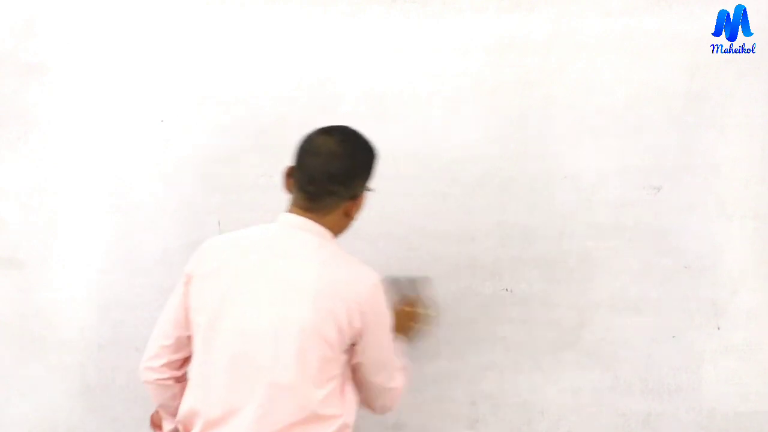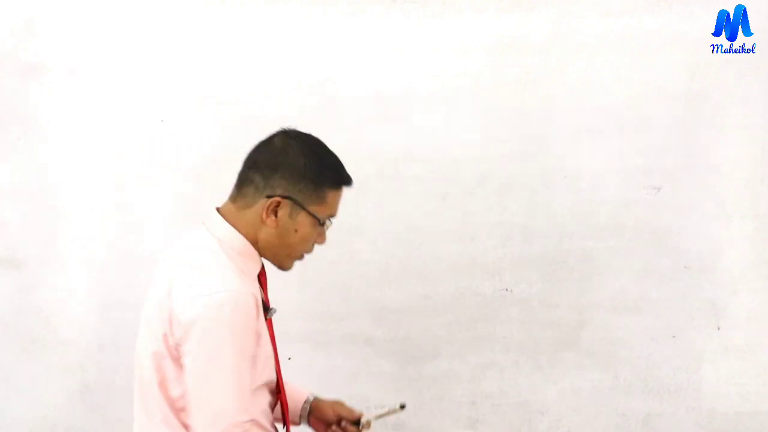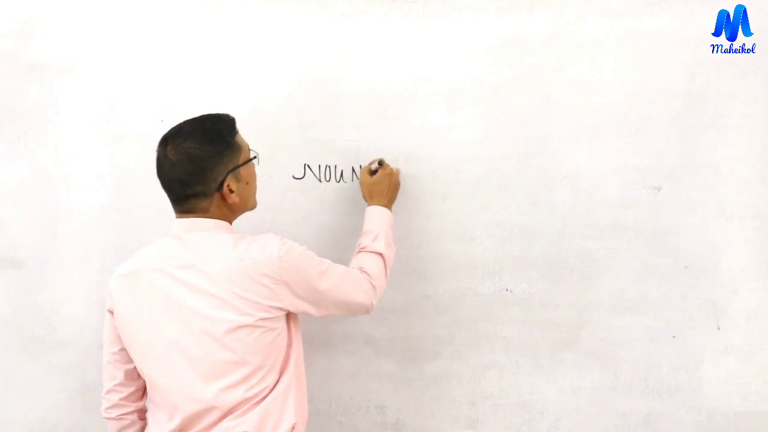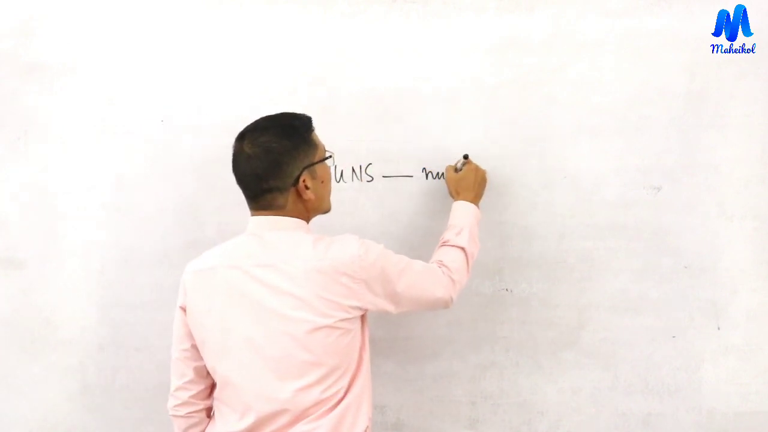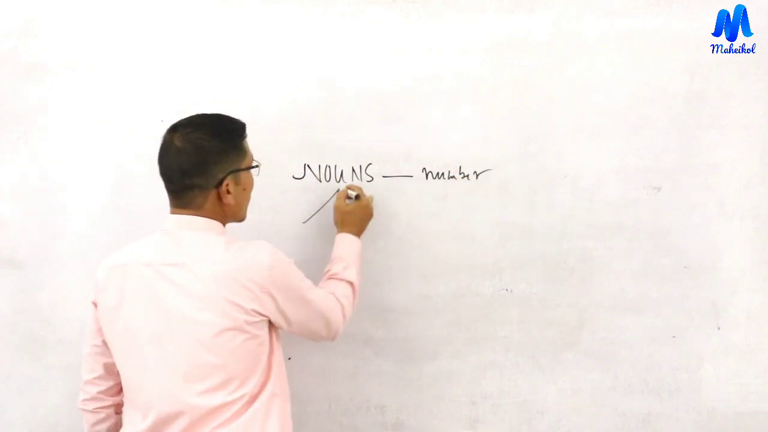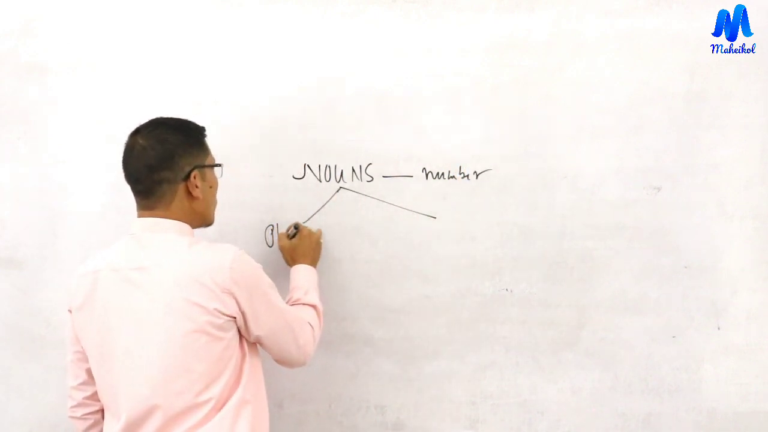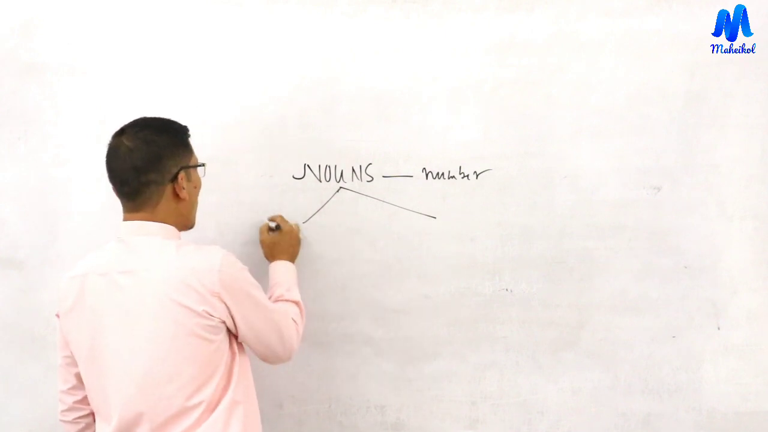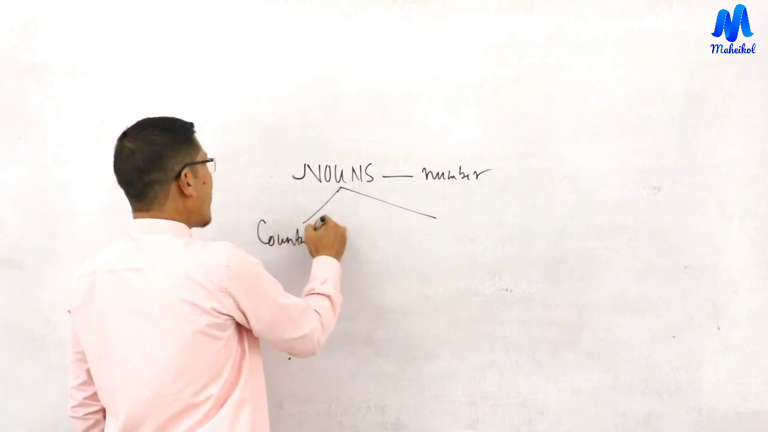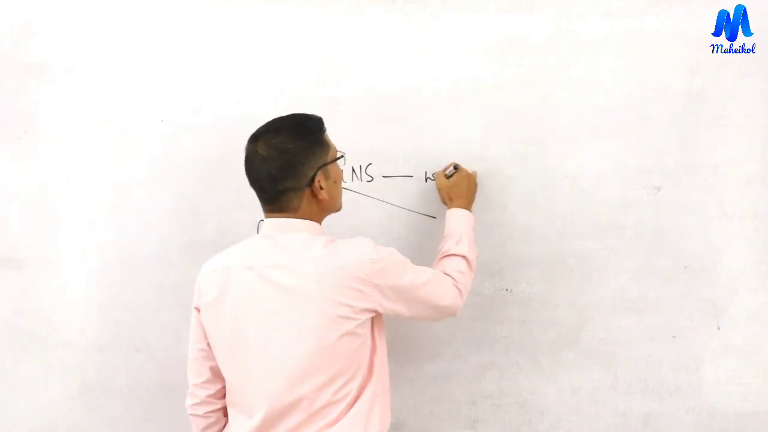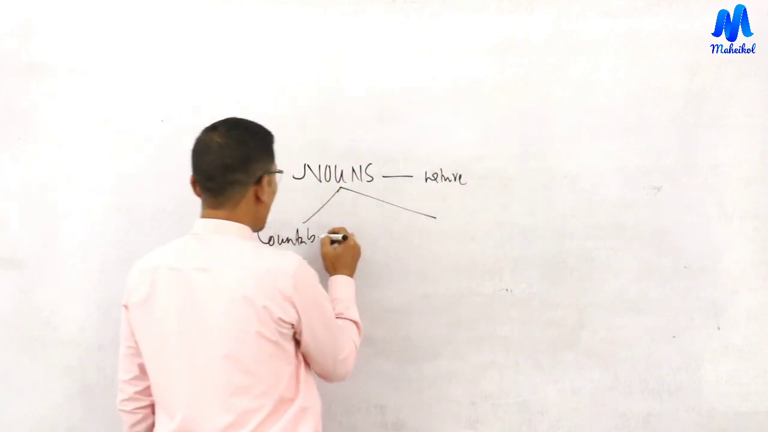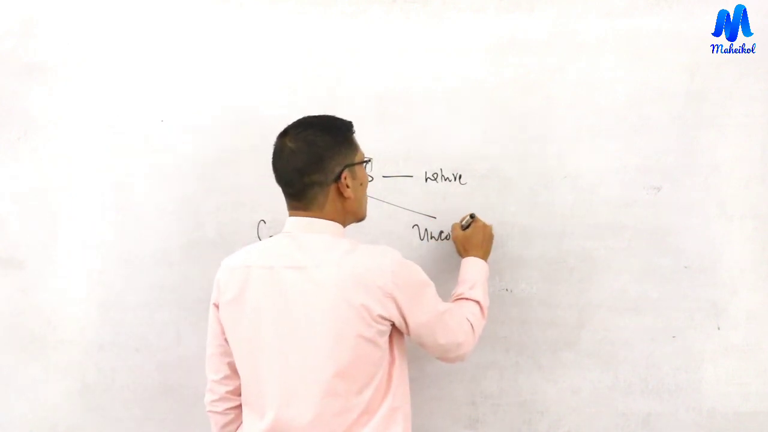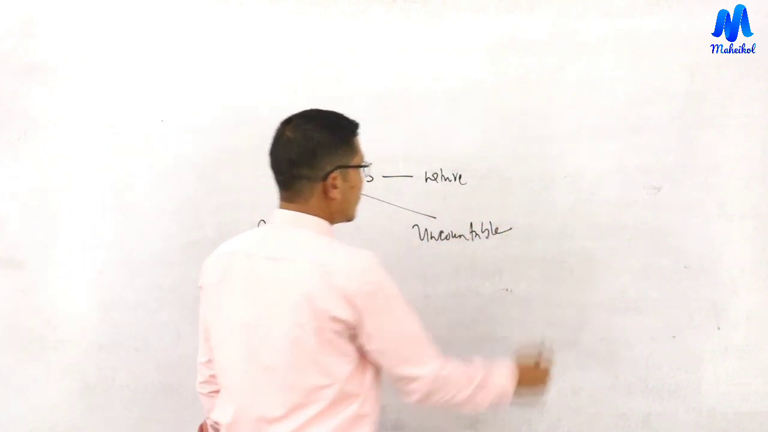Nouns by number, we can say some nouns are countable by nature. Some nouns are countable, some are uncountable.